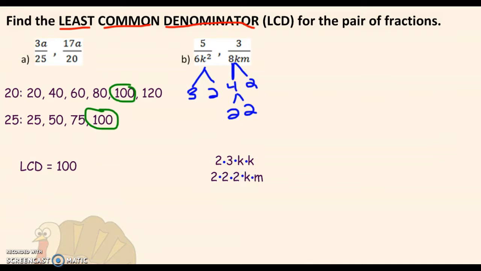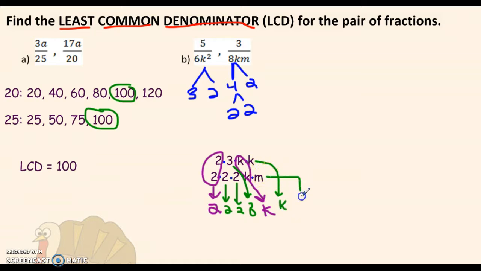Then I want to find what they have in common. We have a pair of 2's in common. We also have a pair of K's in common. And then what we did on the other side is we brought everything else down. So we have to bring down a 2, we have to bring down a 2, and we have to bring down that 3. We have to bring down the K, and we also have to bring down the M.